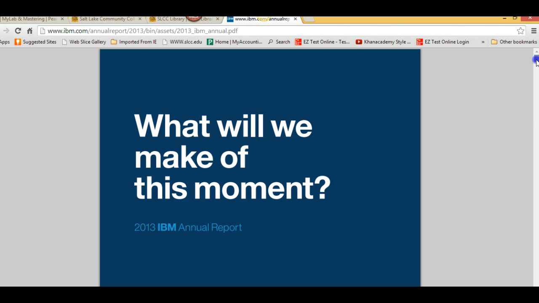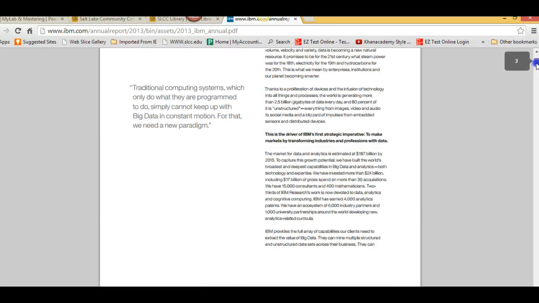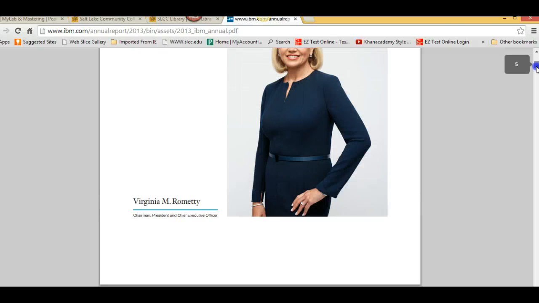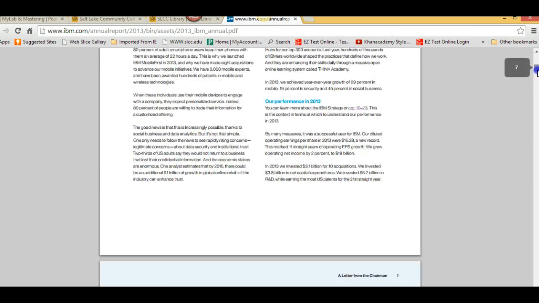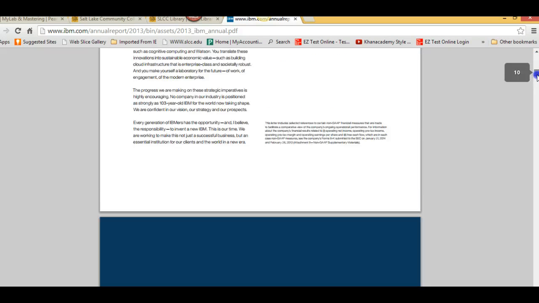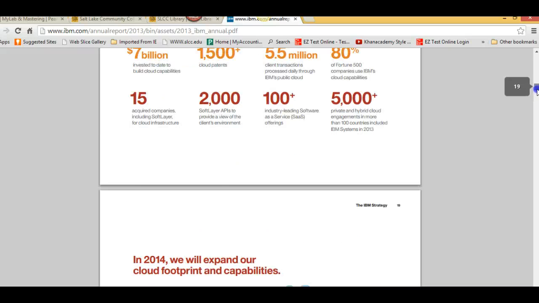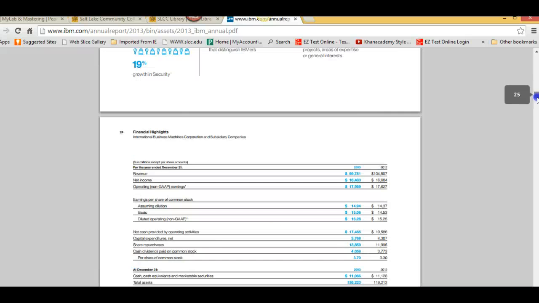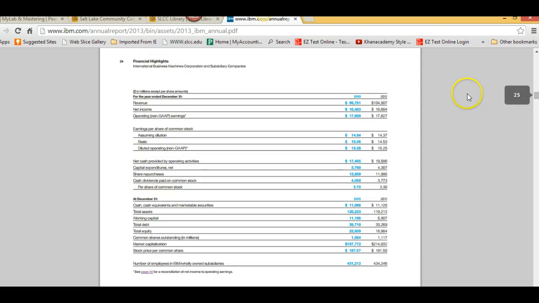I'm going to slowly scan the annual report so you can get a feel for what it looks like. It starts with a letter to the investors from the CEO of IBM. There we go, Virginia Romney. And all annual reports start with this, and usually it's quite long. And then it will almost always fade into some advertising for the company. And IBM has a lot of information they want to share with you about how their year went, what their plans are, what their visions are.